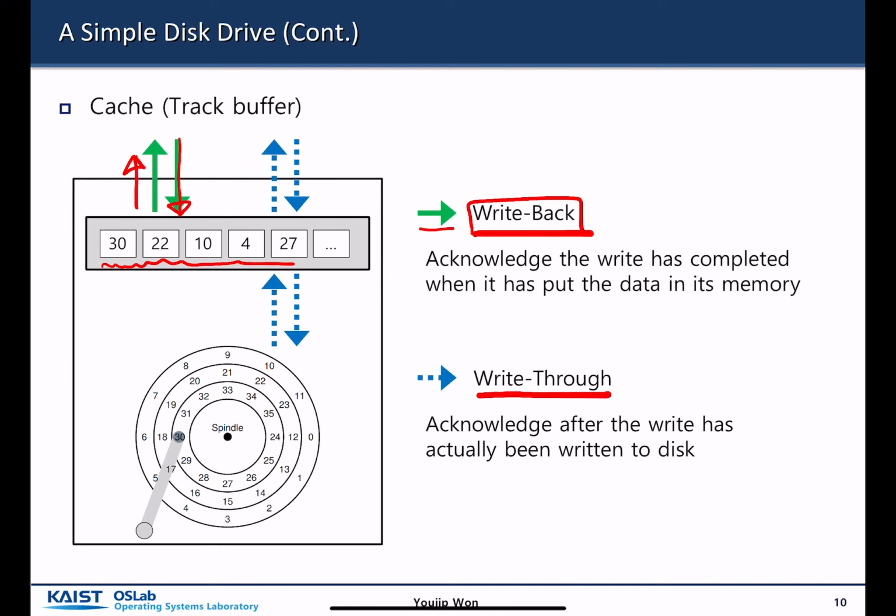The other one is the write through strategy. In write through, it writes to the track buffer and it directly writes to the surface of the platter. And then once all of it is written, it sends back the acknowledgment to the host. So it takes a lot longer, and so this is very rarely used.